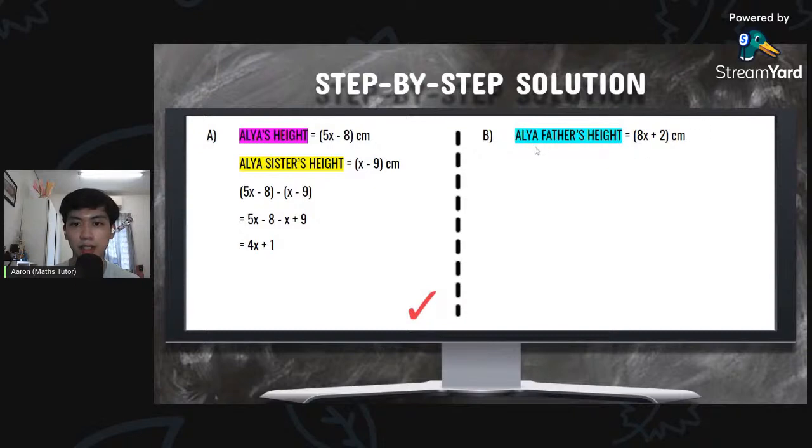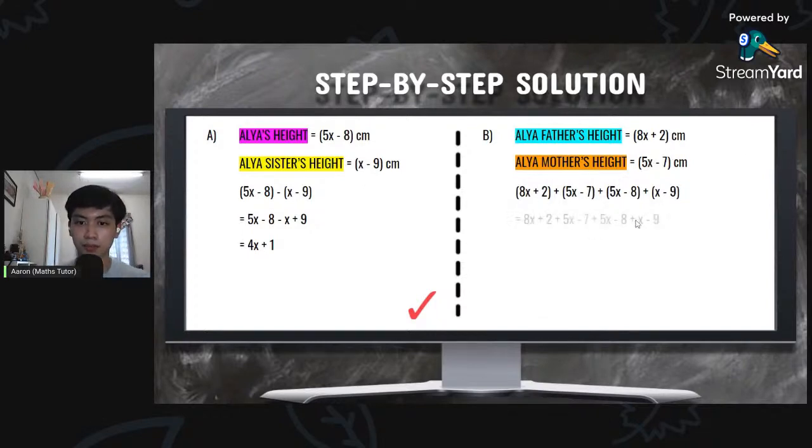It's add. We list down the father's height, how much? 8x plus 2. Then Aoya's mother height is 5x minus 7. And then here we know Aoya's height and Aoya's sister's height. All right, and then what we do, we add, we tambah semua together. So we add everything together.